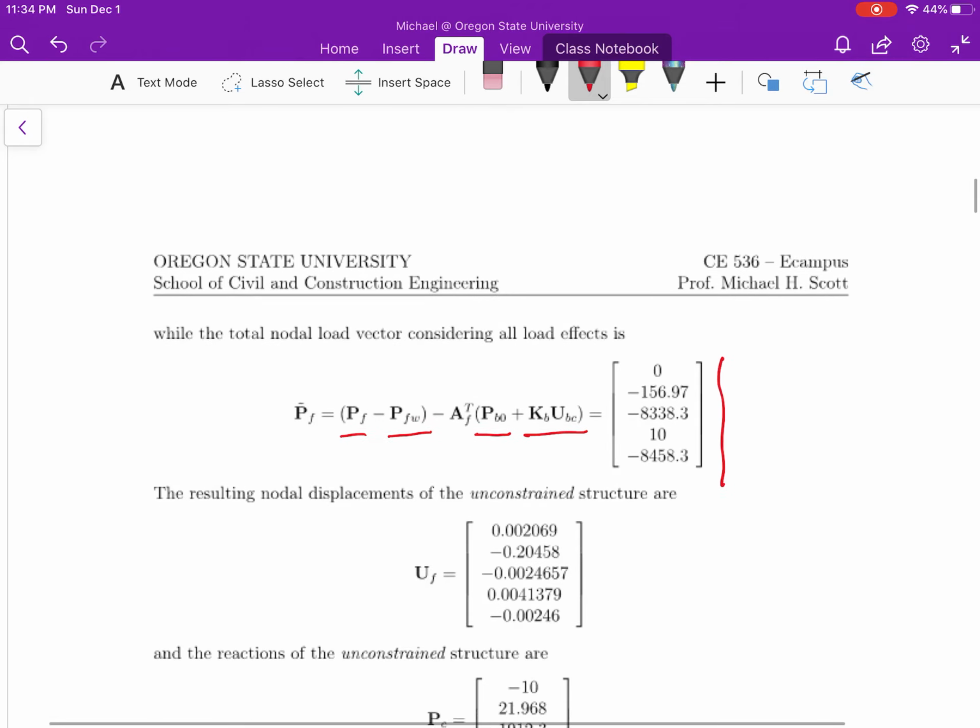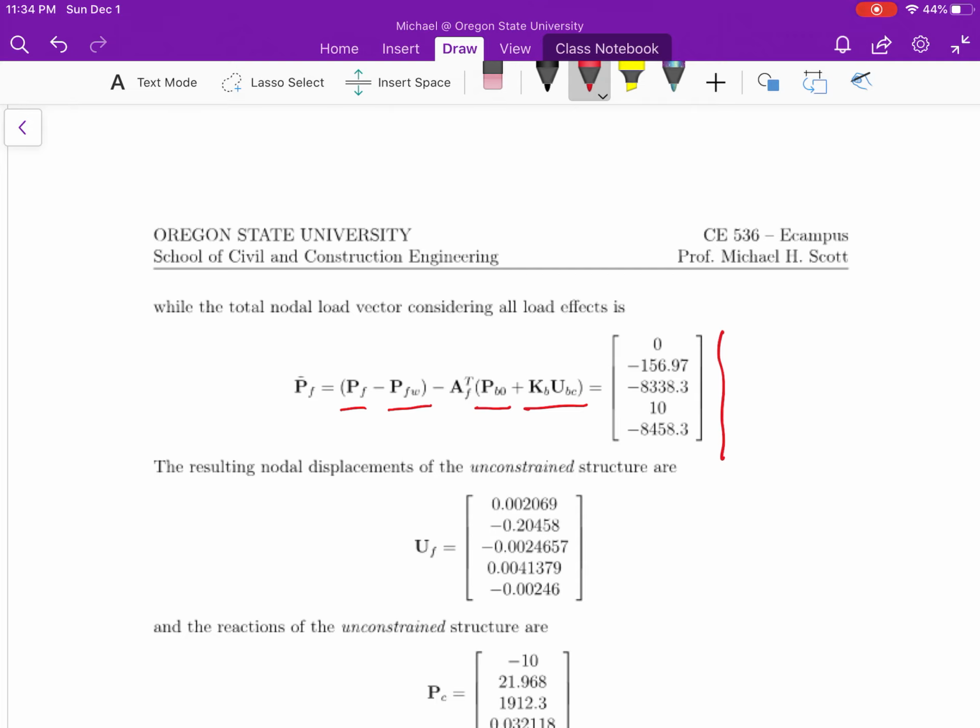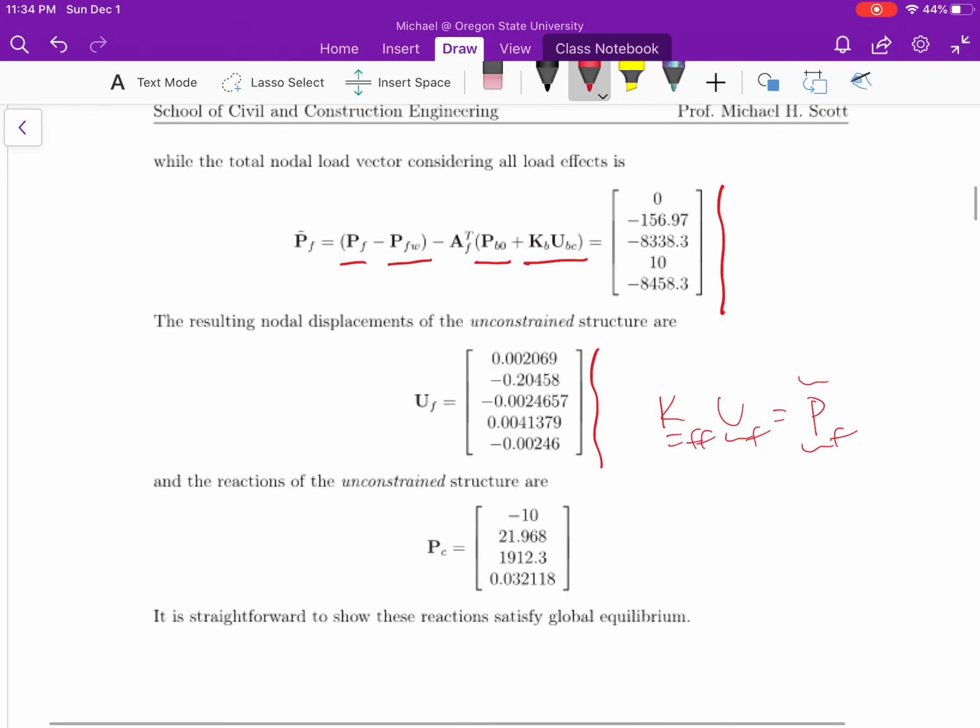Okay, so the resulting nodal displacements of the unconstrained structure, i.e. from solving KFF UF equals PF tilde, are shown right here. And then the reactions that we recover from this system are shown here. So that would be reactions that look something like this. All right, so that's 10.